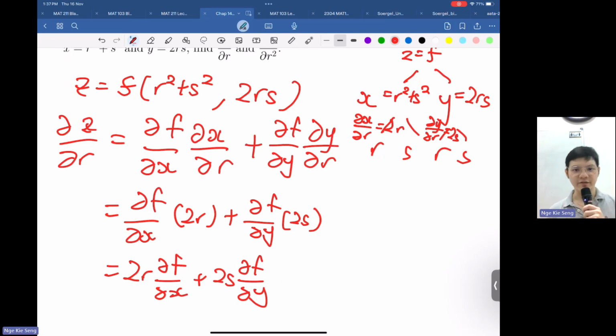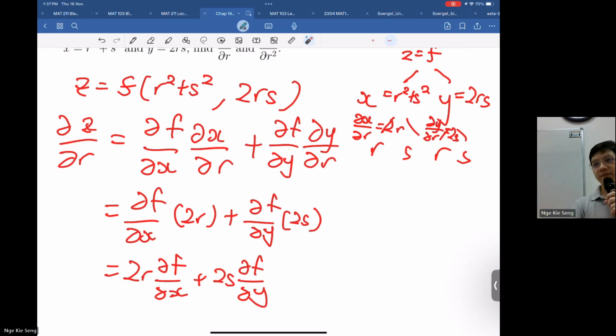How about the second partial derivative? So far I only told you how to write the first partial derivative using this method. So how do you produce the second partial derivative out of this method? I only taught you how to do one partial derivative, so how do you achieve the second partial derivative?